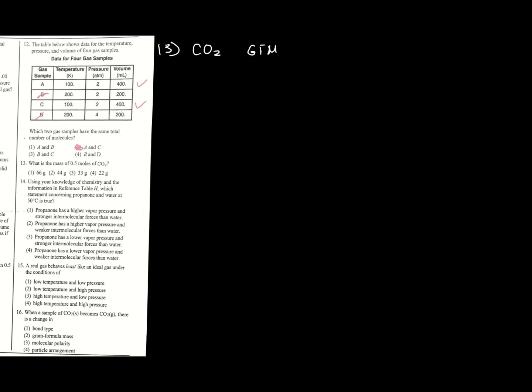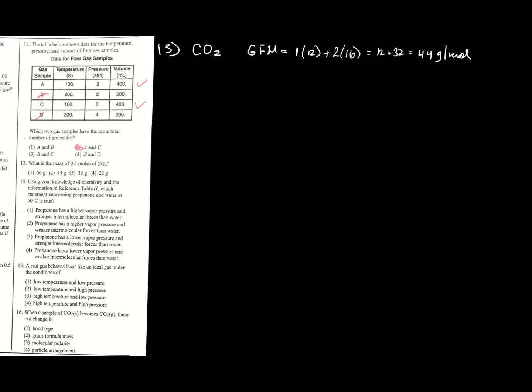Gram formula mass. We have to look into each of these elements. There is one carbon with a mass of 12 grams, that you'll have to find on the periodic table. Plus oxygen. There are 2 of them. And the mass of oxygen is 16. So 12 plus 2 times 16, so 12 plus 32. This comes out to 44 grams per mole.